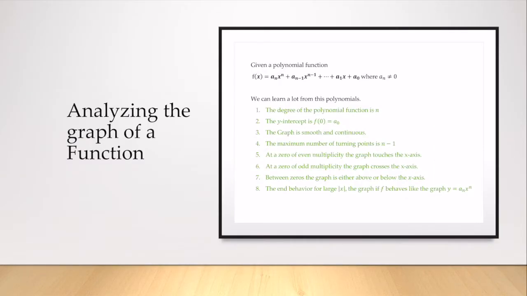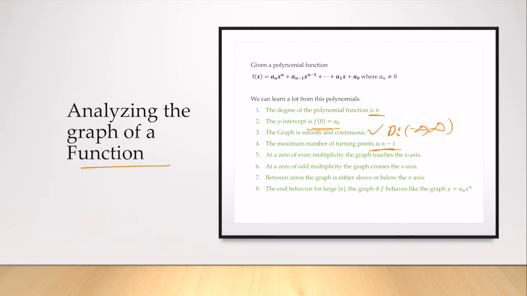Next, I want us to talk about analyzing the graphs of functions. Given a polynomial function, there's so much that we can learn from our polynomial. We can tell that its degree is the largest degree on x, and that'll tell me a lot about its end behavior. We know its y-intercept is f of 0 equals a naught, so its y-intercept is constant. Our graph is smooth and continuous. Oh, I didn't even mention that its domain is all real numbers. That n can also tell us the maximum number of turning points, which is n minus 1.